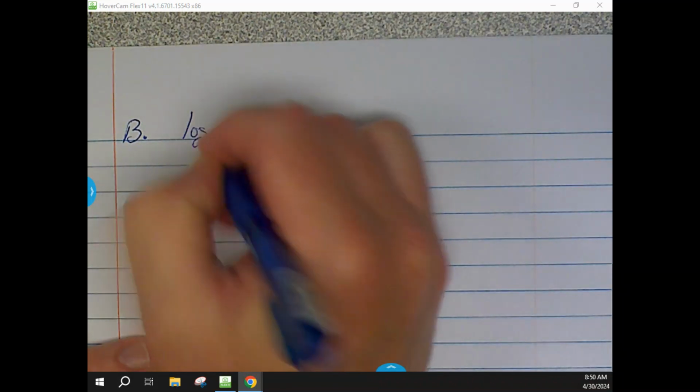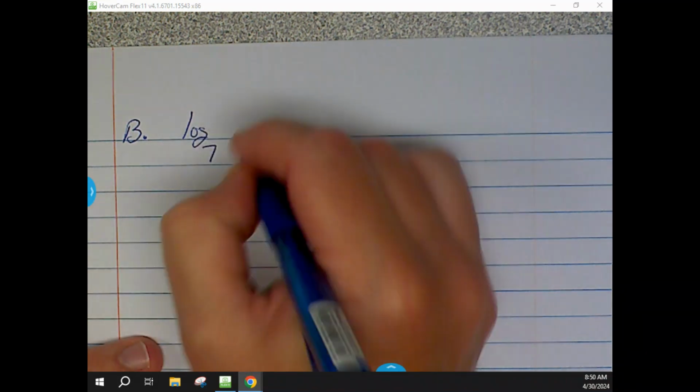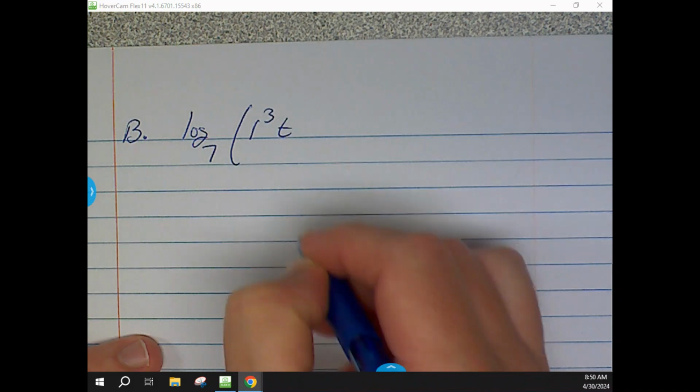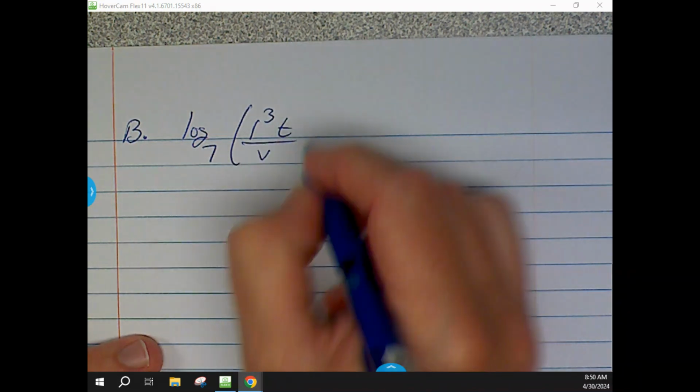All right, so for B here, let's do log base 7 of, let's give you a bunch of stuff here. Let's do r to the third t over b.